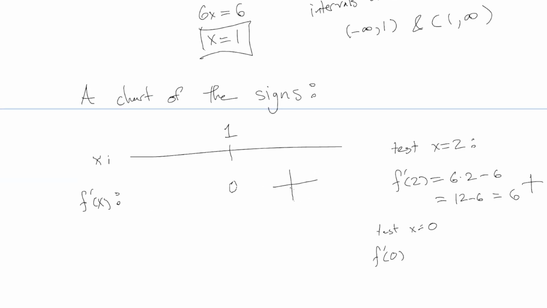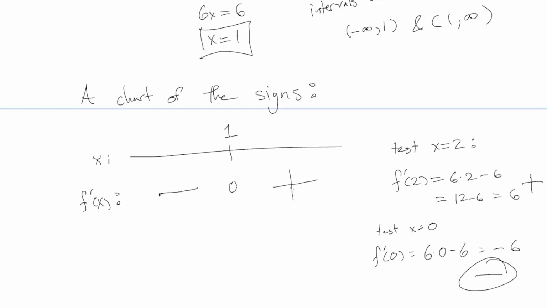f prime of 0 is 6 times 0 minus 6. 6 times 0 is 0, and then you subtract 6, I get negative 6, and this here is negative. All right, and so over there is a minus. And now we are done with the work of this problem.